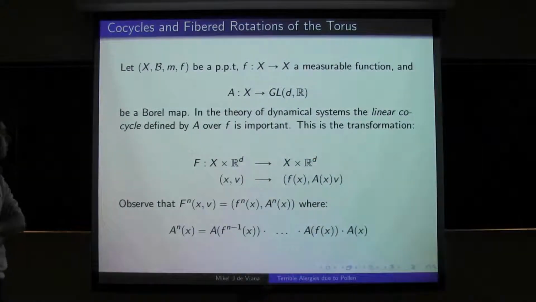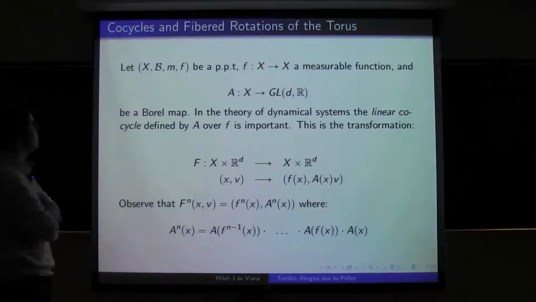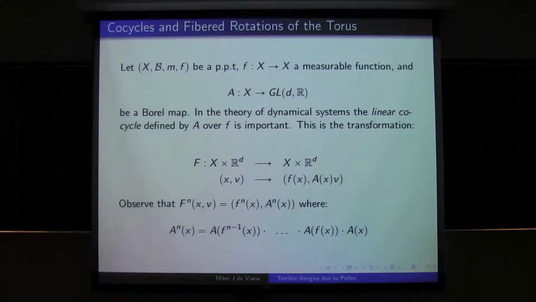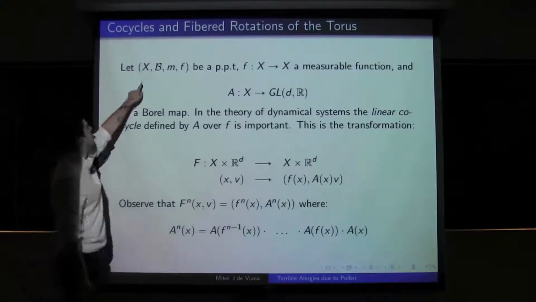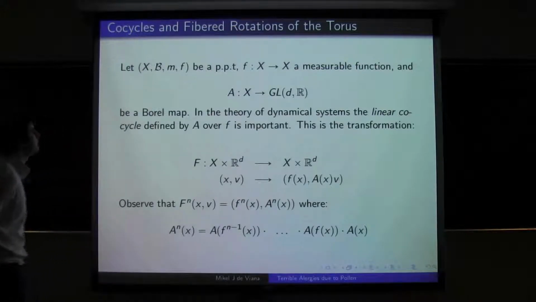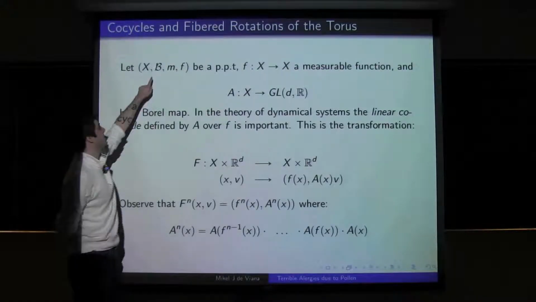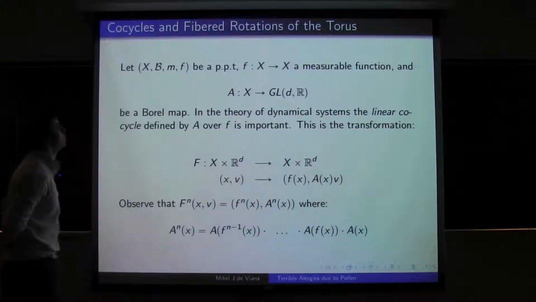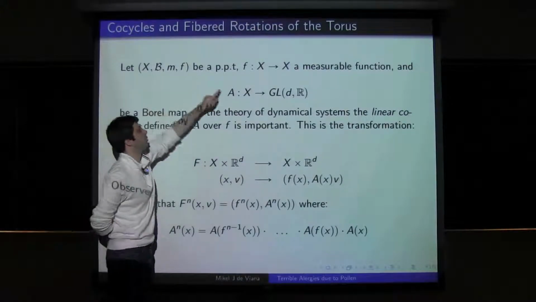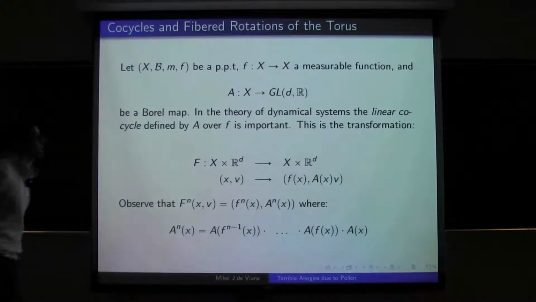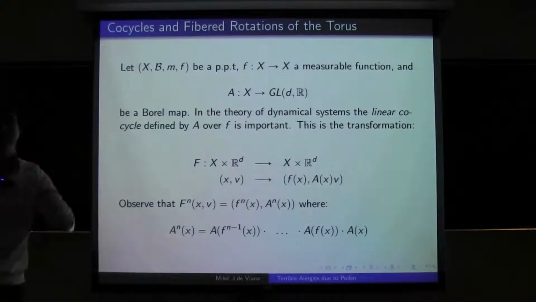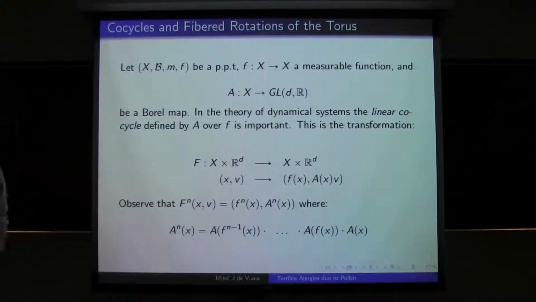Good. So we will present many definitions. X is the manifold of your dynamical system, and it has a probability measure, and there is a function that goes from X to X, and it preserves the probability. So this is an object that we have encountered a lot in this course.